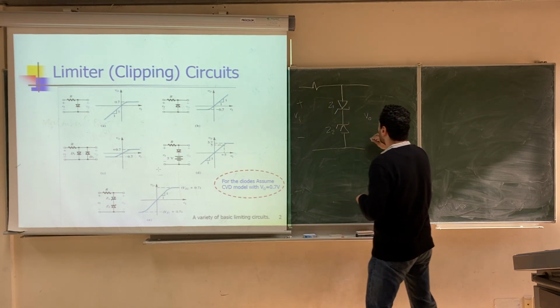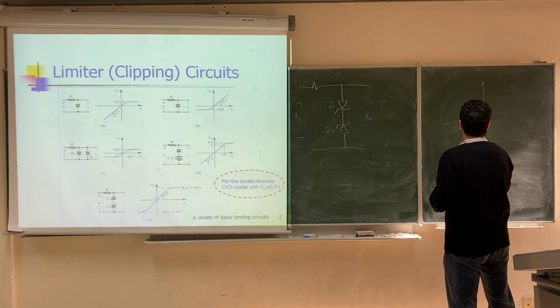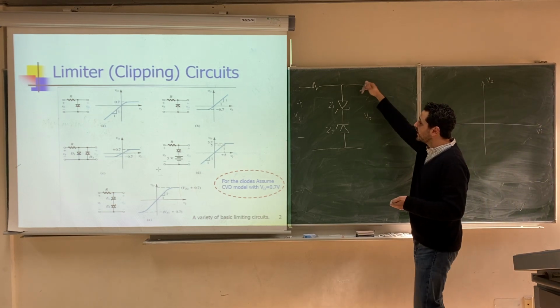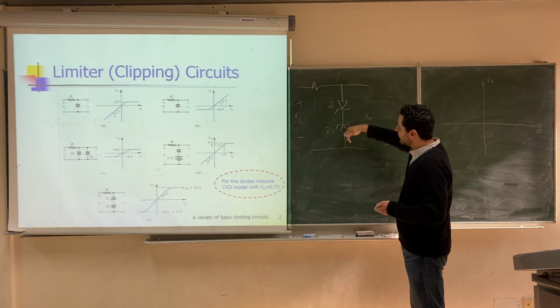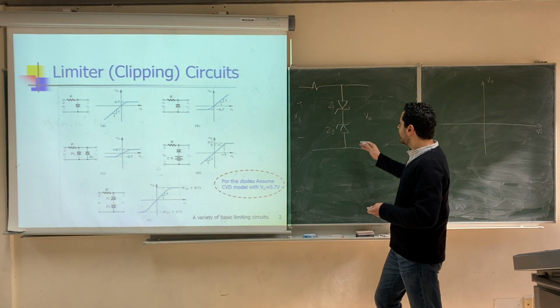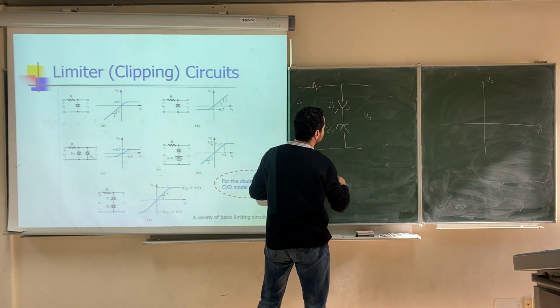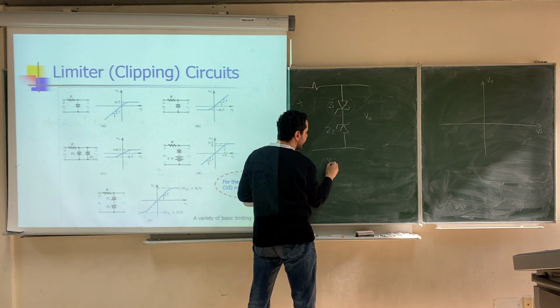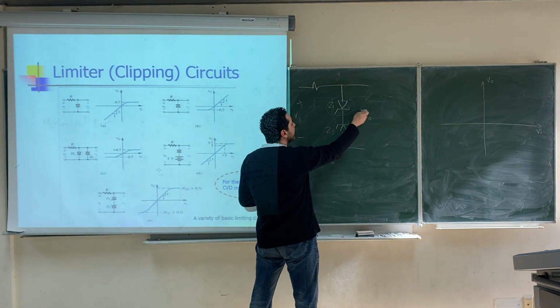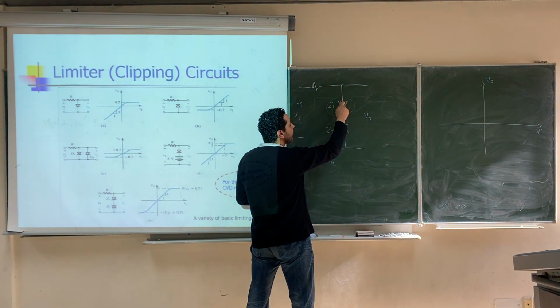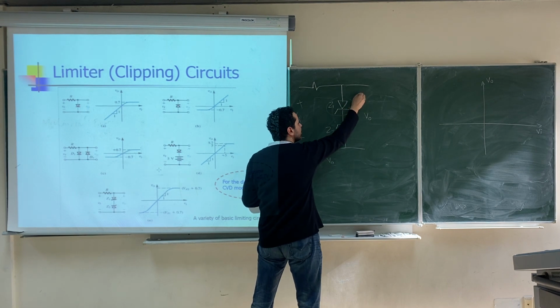This branch will be off as long as V out is not enough to operate this branch in this direction, nor in the other direction. In order for V out to operate this branch in this direction, you need V out to be equal to the forward voltage of this in order to operate in this direction, in order for the current to flow in this direction.